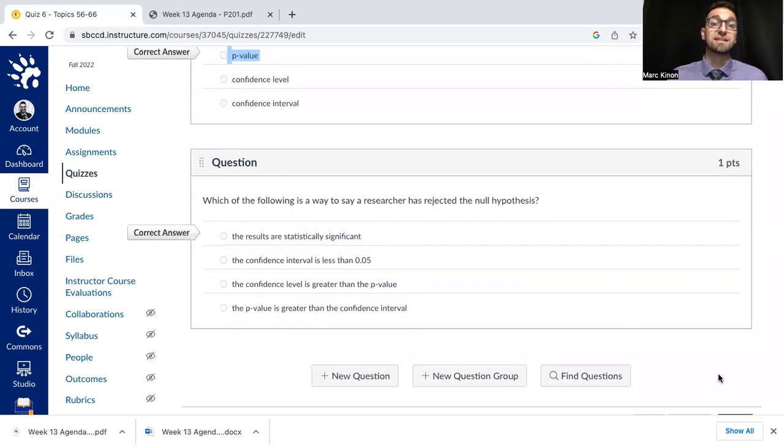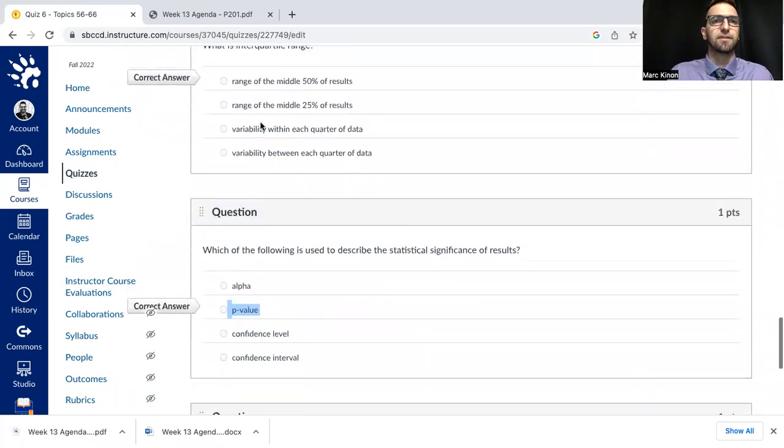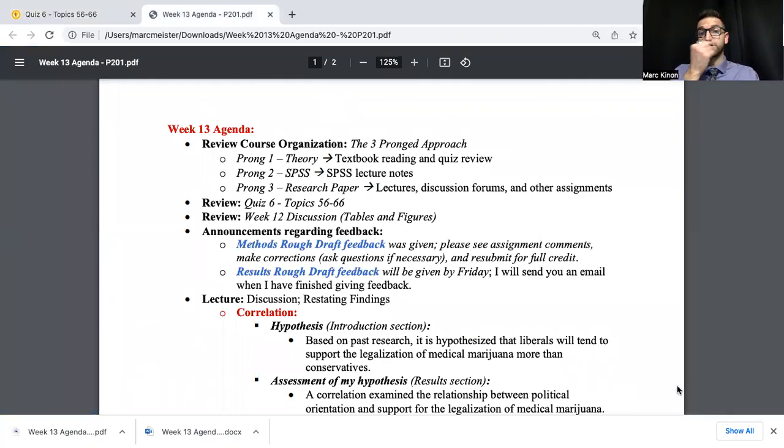Which of the following is a way to say a researcher has rejected the null hypothesis? So I believe everyone gets this, right? Because you work through your results section. P is less than 0.05, reject. There's a significant correlation or significant difference. It all depends on the analysis you're doing. P is greater than 0.05, retain the null hypothesis. There is not a significant difference. I think that's good. Definitely let me know if you have any questions. I'd be happy to answer them, but there's your quiz.